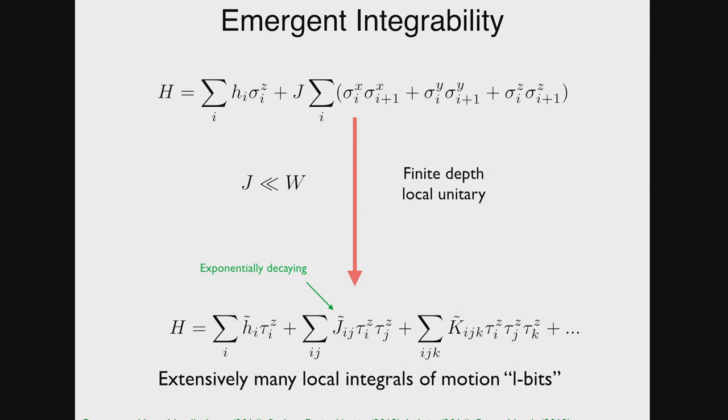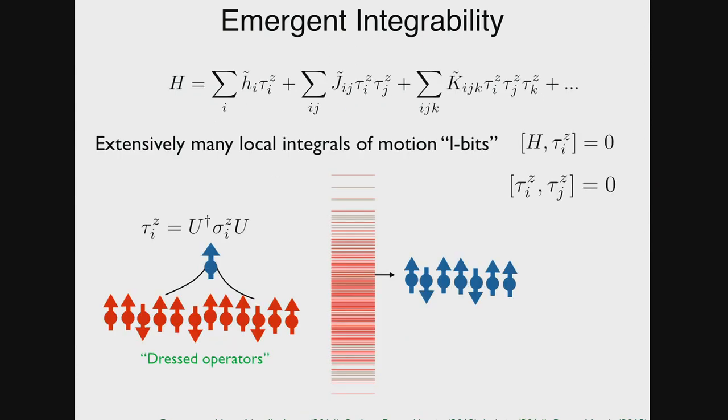And these taus, these L bits, let me do the next slide, which will pictorially illustrate what I'm talking about. So there's a local basis change that you can do to convert your original model, when this extra perturbation is small, to this purely diagonal model written in terms of the taus. And this means that there are extensively many local integrals of motion again, which are these taus, because each tau commutes with the H, and the different taus also commute with each other.